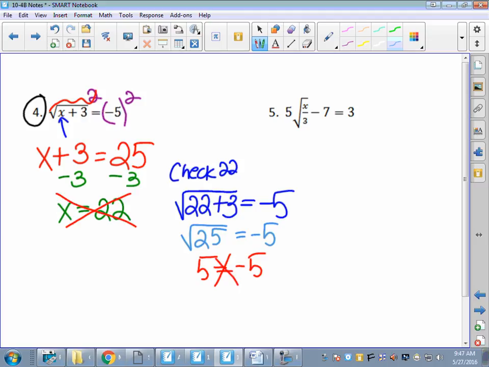I have to write something down on the answer line, and since 22 didn't check, I'm going to say there are no solutions left. In the problem that we did before this, we had 2 possible and 1 didn't work. Well, this time we had 1 possible and it didn't work, so there isn't a solution. There's nothing that will make that statement true. So we can't have an answer to it. Number 5, we'll probably do in class, but notice your radical is not isolated, so you got a couple things to do before you can square both sides.